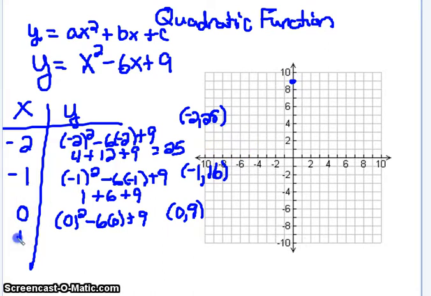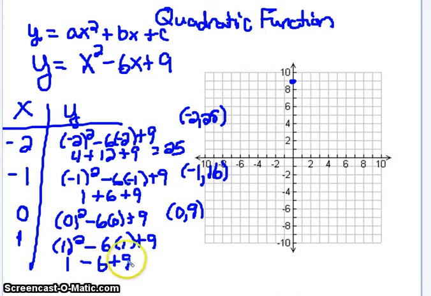Let's see what happens if I plug in a 1. I'm going to get 1 squared minus 6 times 1 plus 9. Well, 1 squared gives me 1 minus 6 plus 9, which means that if I put my 1 and my 9 together, that's what my brain wants to do, I get 10, and 10 minus 6 is 4. So we get 1 comma 4. We go over 1 and up 4.